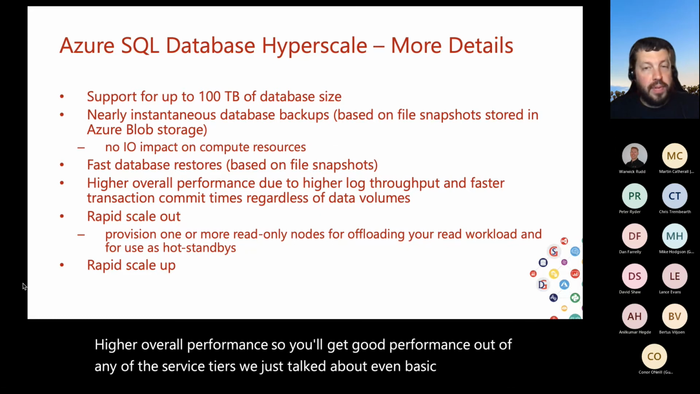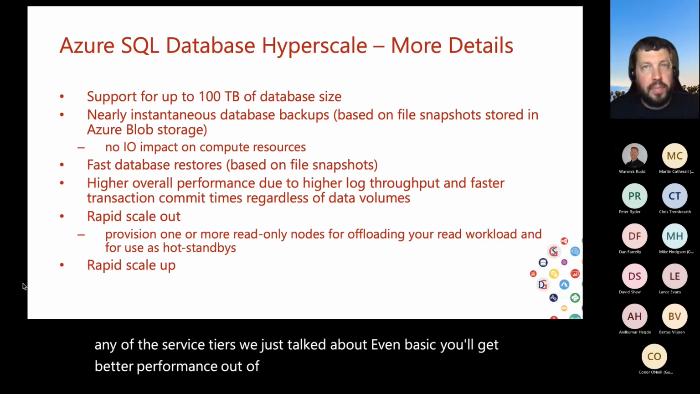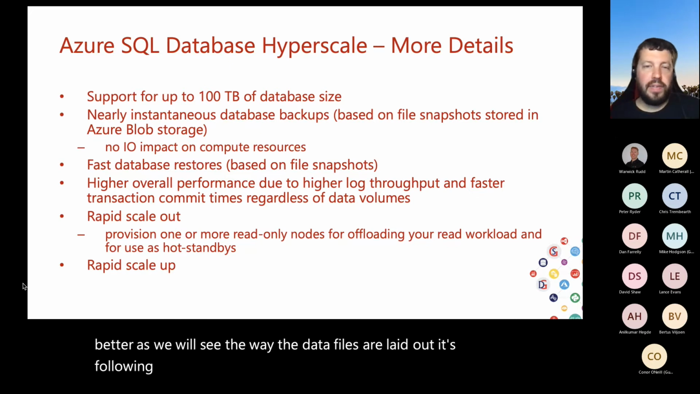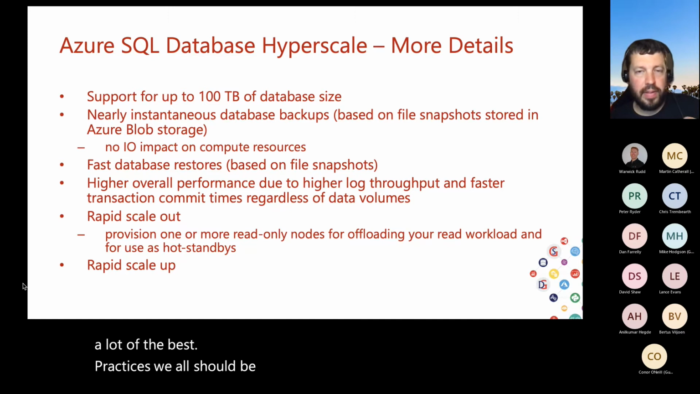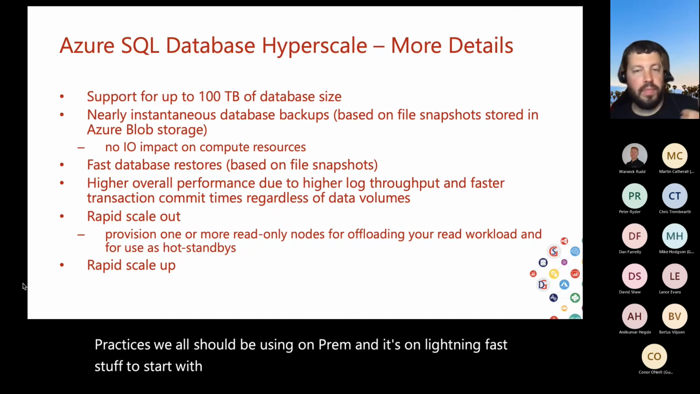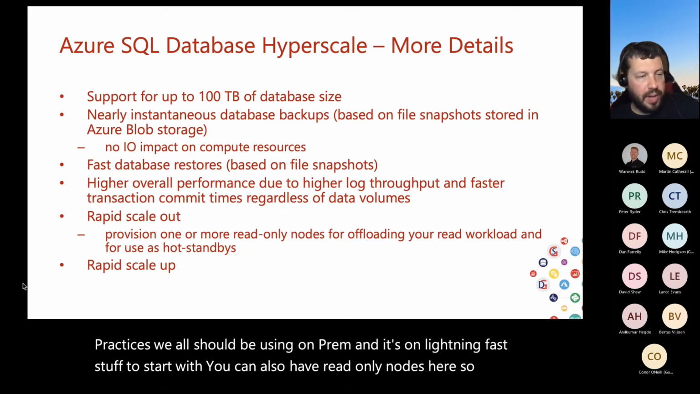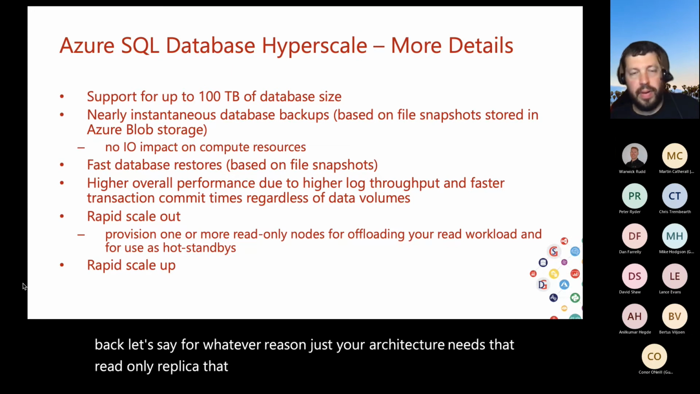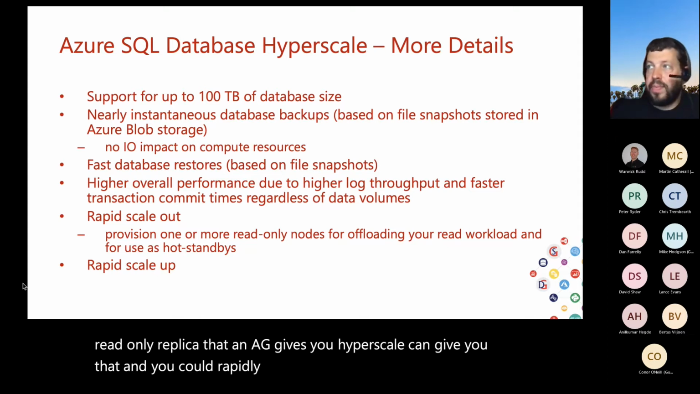You'll get better performance out of this because the log throughput is better, as we'll see. The way the data files are laid out, it's following a lot of the best practices we all should be using on-prem, and it's on lightning fast stuff to start with. You can also have read-only nodes here. So going back, let's say for whatever reason, just your architecture needs that read-only replica that an AG gives you. Hyperscale can give you that, and you can rapidly add more of those.